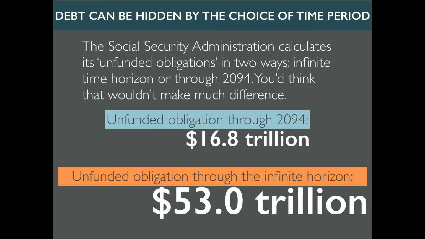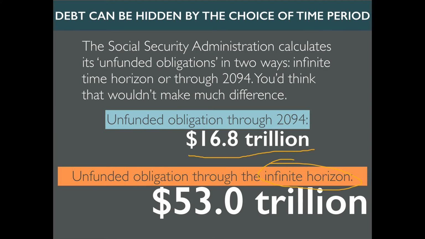So the unfunded obligation, if we go through 2094, is 16.8 trillion. And I know that sounds like a lot of money, right? Wow, 16.8 trillion. Should we not be adding that to the debt? Yeah, but actually that's not the full extent of the problem. Because if we go through the infinite horizon, again, that is the most mathematically accurate way of doing this, because then we don't stop. Like, why stop at 2094? Why not stop at 2070? That's arbitrary, right?